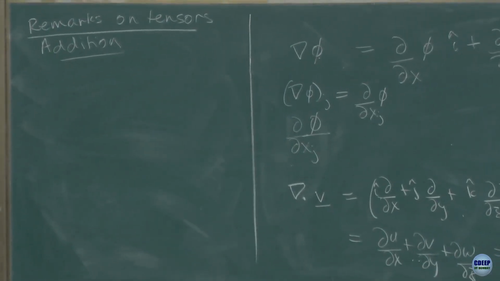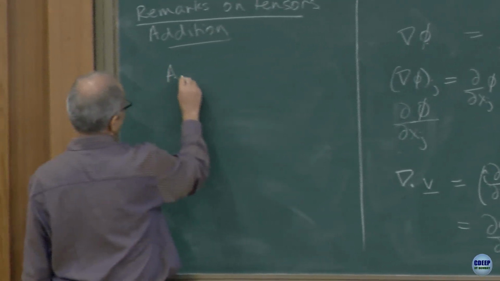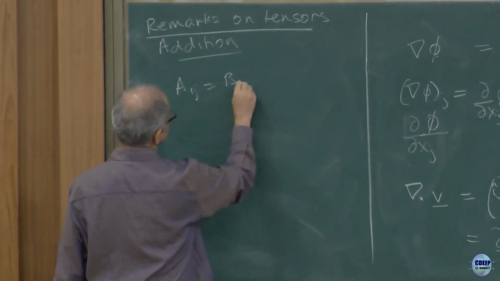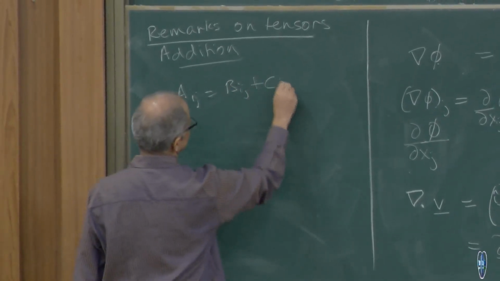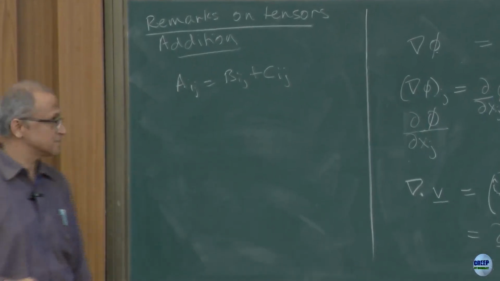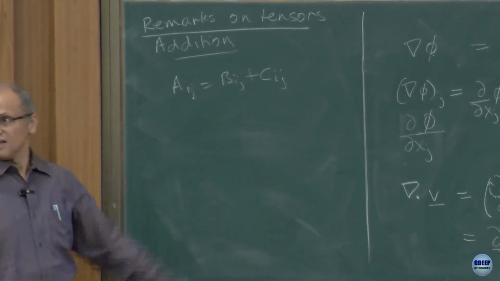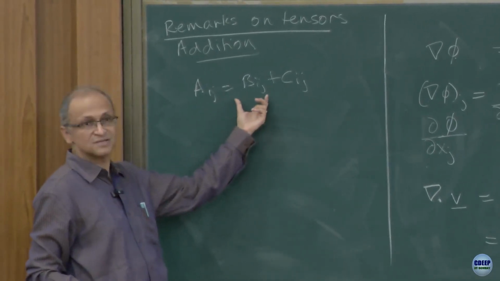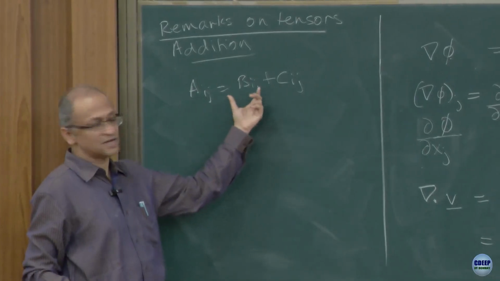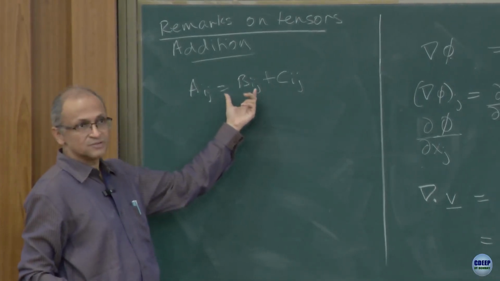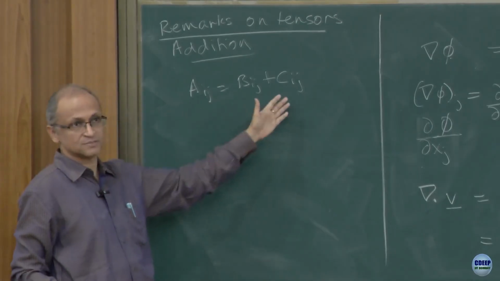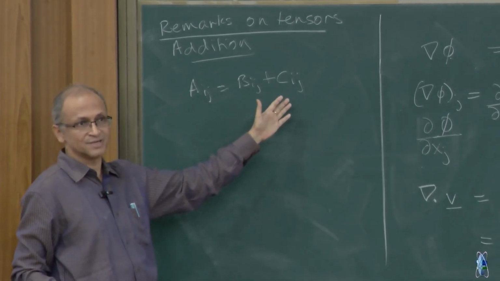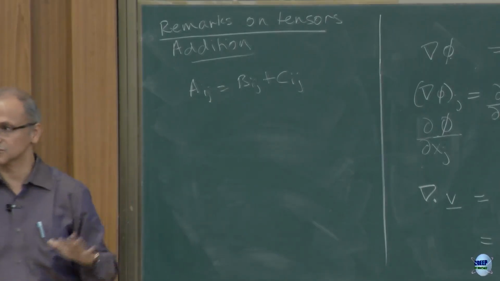So I can always write a_ij, for example, if I'm talking about 2, as b_ij plus c_ij. There is absolutely nothing wrong in here. This can be done. Here we have to look at each term, these terms b and c. Again, I have to look at the free indices. All the free indices should match on both sides. Only then is it a meaningful equation as far as tensors go.